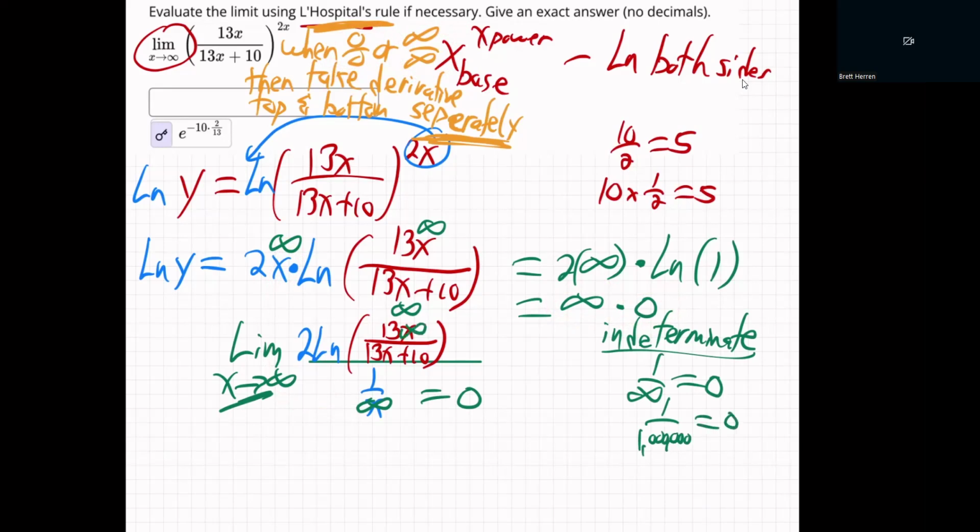Plug x in the top, infinity, infinity, that's natural log of 1, right? Because you just grab the most powerful term. Those cancel, that's 2 natural log 1, which is 0. So I'm getting 0 over 0. So I'm going to go, oh, time for L'Hopital. When you get 0 over 0, you can use L'Hopital.